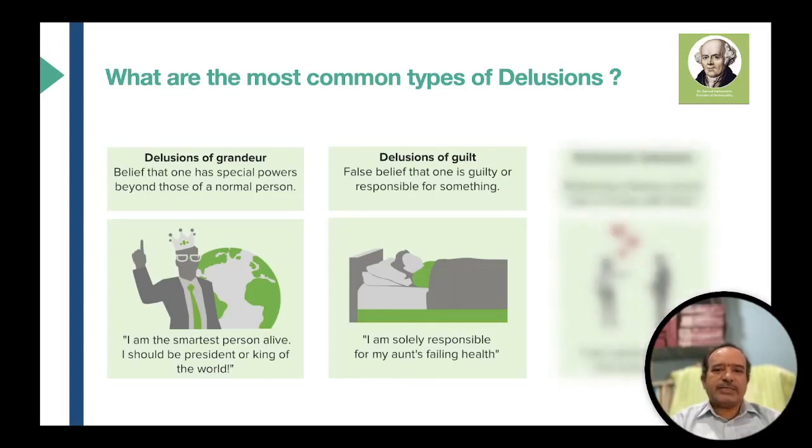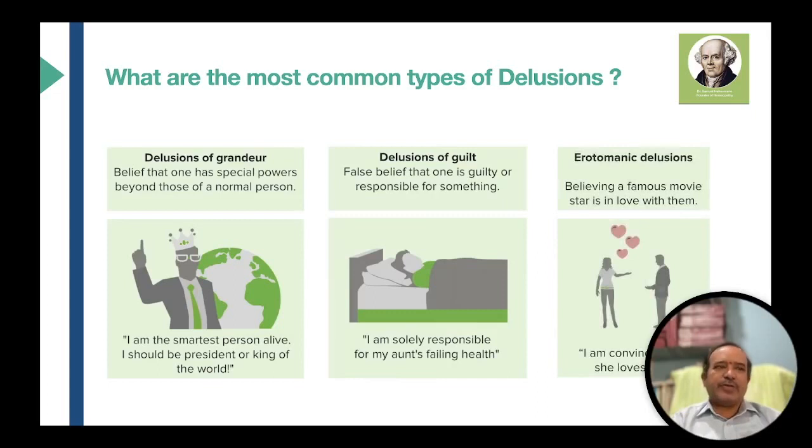Okay, next is erotomanic delusions. In these erotomanic delusions, the patient or people think that some famous personality is in love with them. They think, I am convinced that she loves me. Some people think that that hero is in love with me, that heroine is in love with me. Okay, so this sort of delusion is erotomanic delusions.